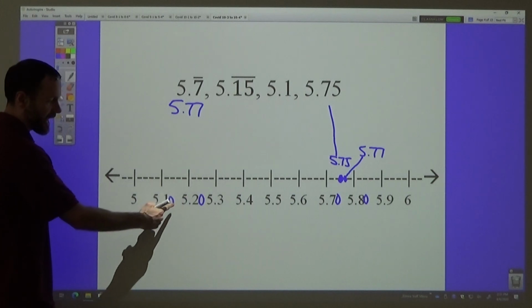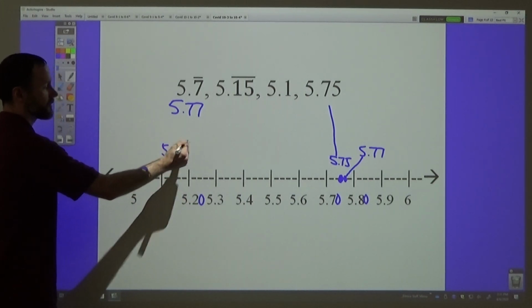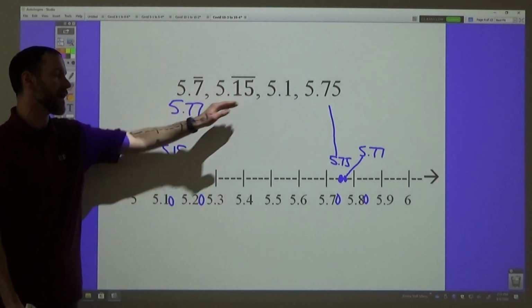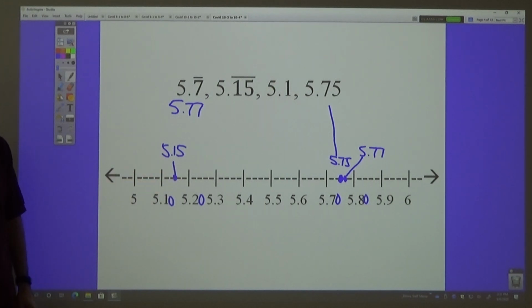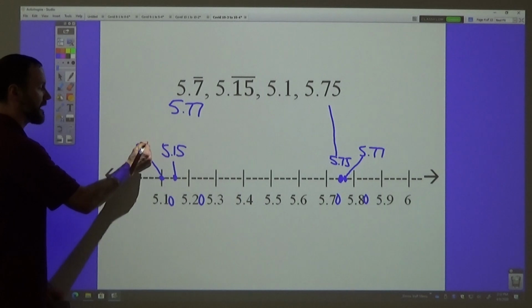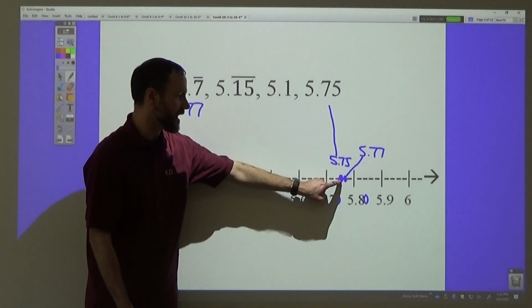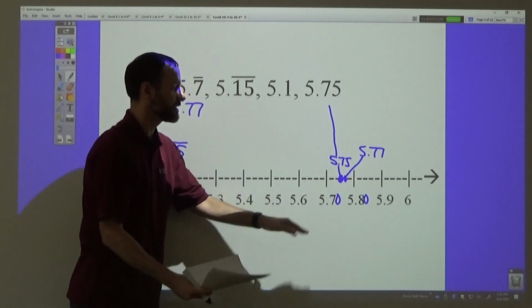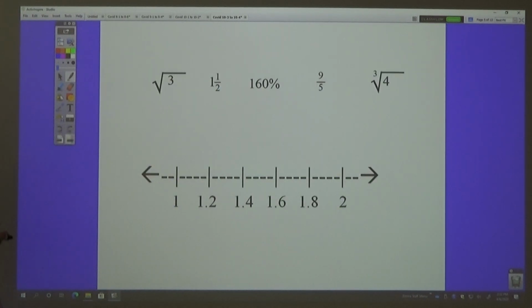$5.15 would be exactly halfway in between 5.10 and 5.20. So 5.15 would be right here. Yes, I know it's 5.15 repeating, but this is just an estimate. We're estimating that it belongs right there. 5.1, there's already a hash mark here for 5.1. And we already did the 5.75, which is right here, exactly halfway in between 5.70 and 5.80. So again, sometimes you're going to have numbers that you need to make into decimals first.